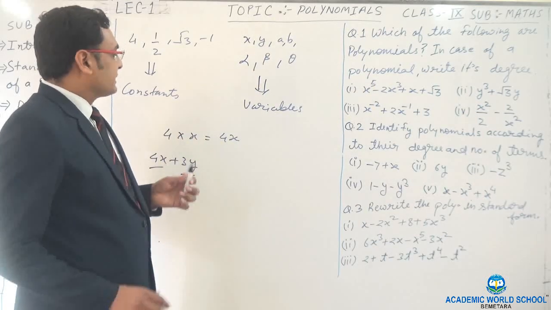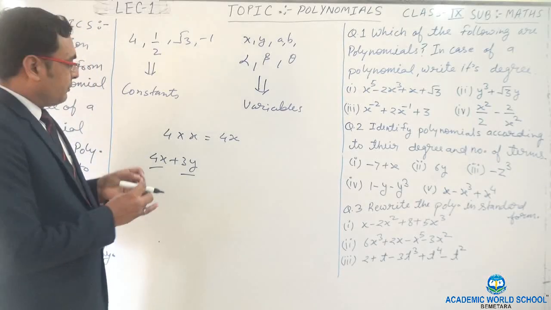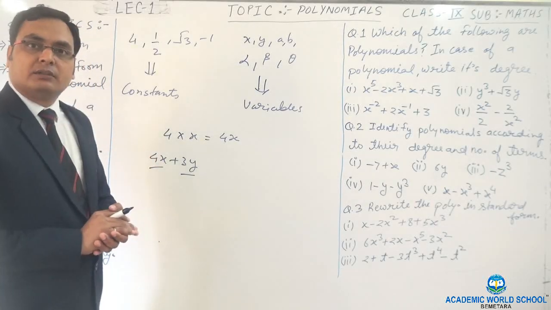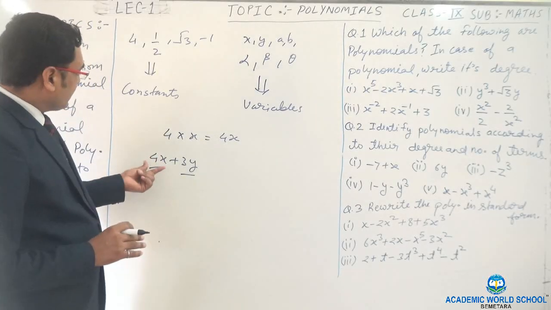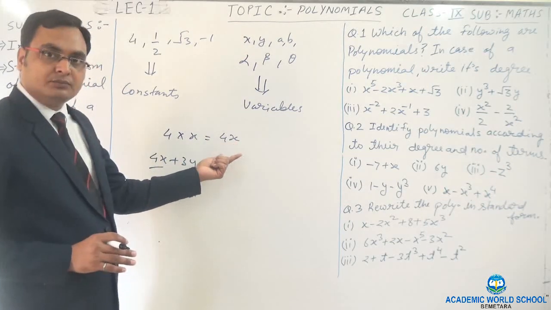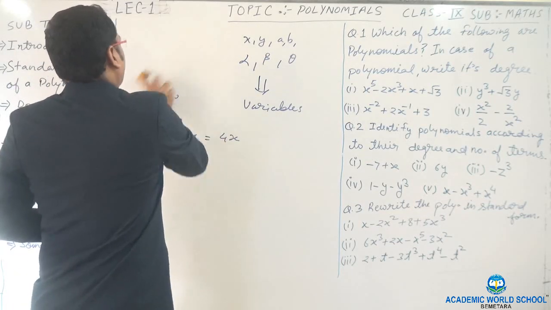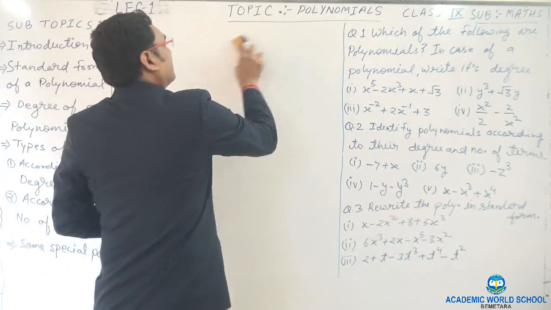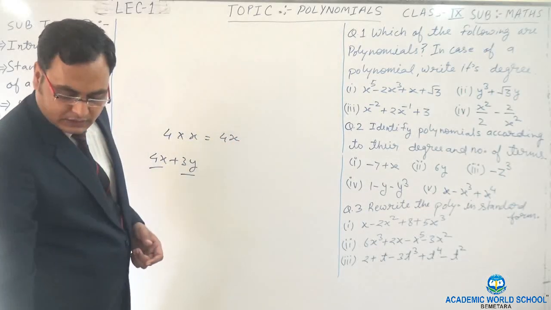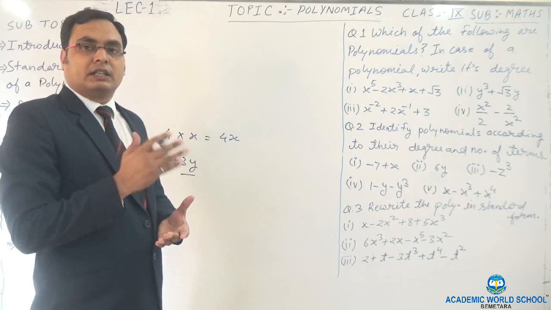First of all, we will understand what the different parts of a term of a polynomial are. Here, this polynomial has two terms, this polynomial has one term. Okay. So, what are the different parts in the term of a polynomial? What is the coefficient of a variable in any term?